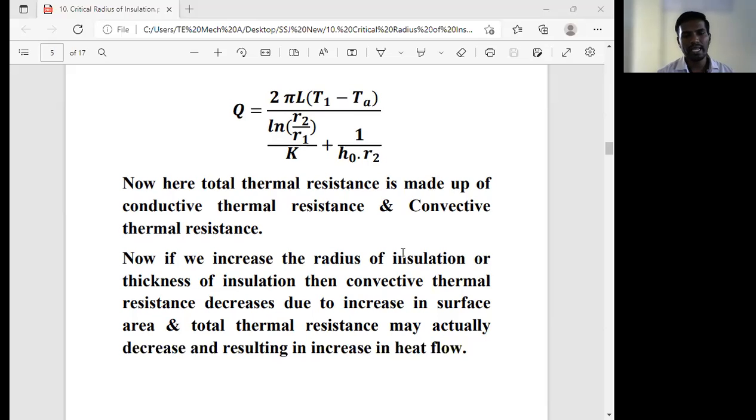Now, if we increase the radius of insulation, or when we increase the radius, what happens to the thickness? It also increases. Or thickness of insulation. Now, if we increase the radius of insulation or thickness of insulation, then convective thermal resistance decreases.